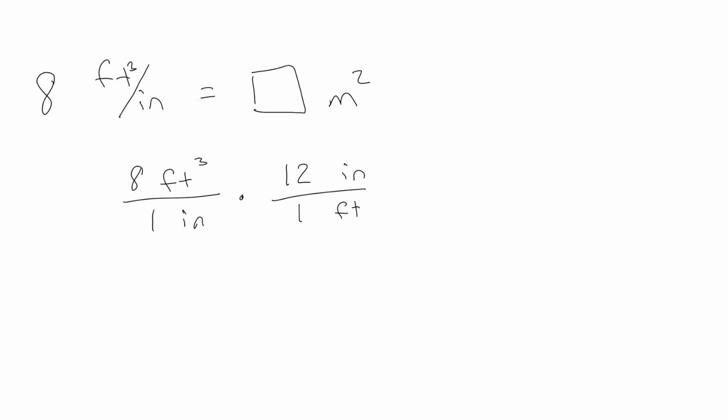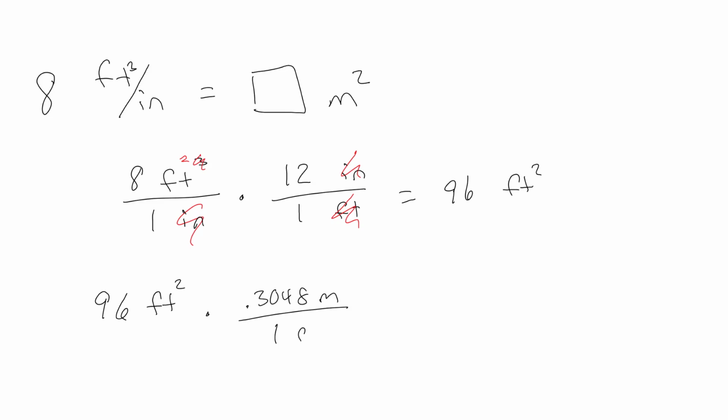Let's see. I'm going to cancel out the inches, and I'm going to cancel out one of the feet. So now I have square feet. I'm just going to do an intermediate step. So that should be what? 96 square feet? Yeah, 96 square feet. And so now I need to convert 96 square feet to meters, which is much easier. 0.3048 over 1 foot. And then I'm going to square everything. Square, square, square, square. And then the feet squared cancel out with that feet squared.